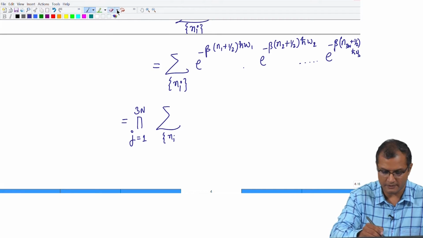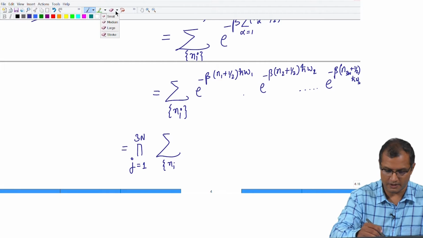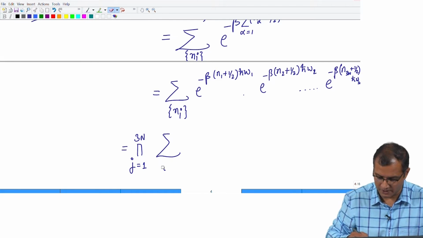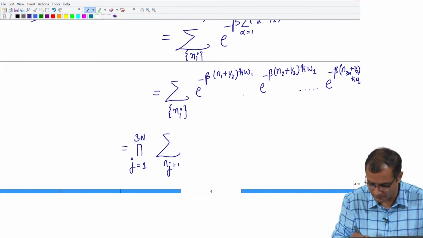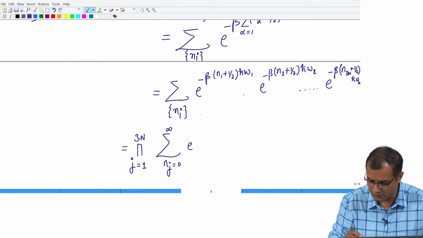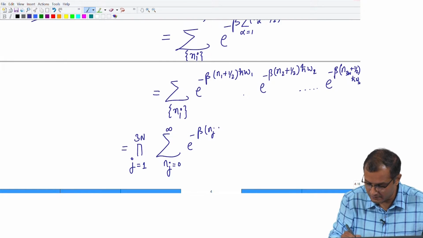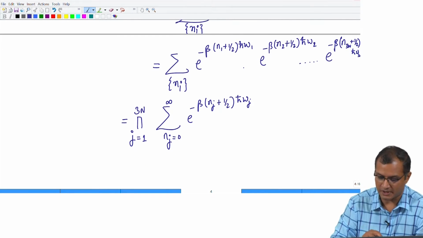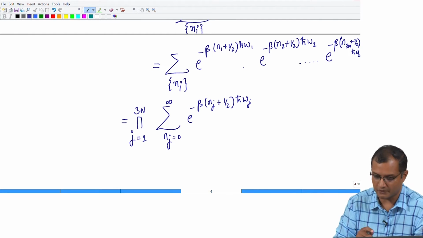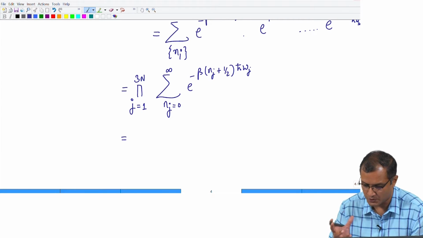Since I have taken this product over all the exponents outside, the inside is just a summation over n j, that will go from 0 to infinity, e raised to minus beta (n j plus half) h cut omega j. Okay. So, the 3n products are outside. For each product you take n j going from 0 to infinity.